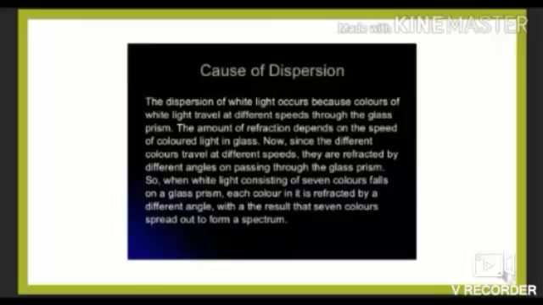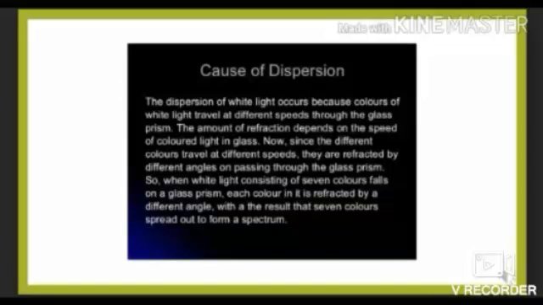Now understand the cause of dispersion. The dispersion of white light occurs because the colors of white light travel at different speeds through the glass prism. The amount of refraction depends on the speed of colored light in the glass. The different colors travel at different speeds. They are refracted by different angles on passing through the glass prism. So, when white light consisting of 7 colors falls on a glass prism, each color is refracted by a different angle, with the result that the 7 colors spread out to form a spectrum.